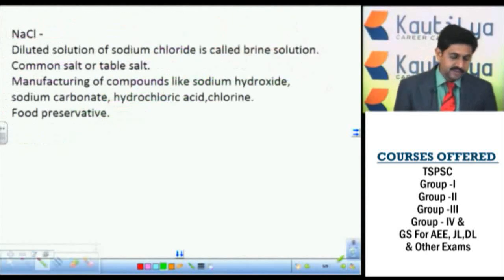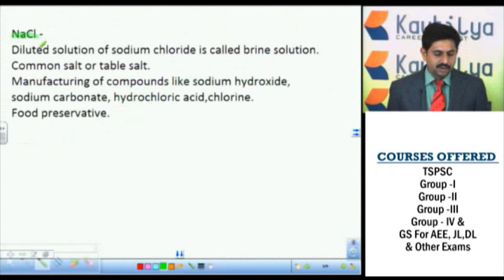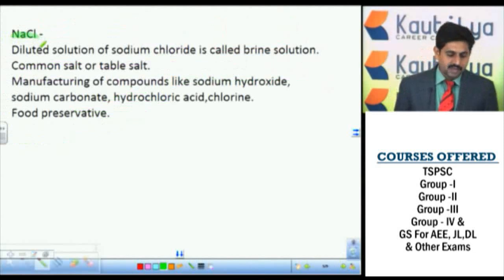Again we are discussing salts, some applications of them. Sodium chloride, I told you, is called common salt or table salt, rock salt, all these are names. The diluted solution of sodium chloride is called brine solution, right? Common salt and table salt.